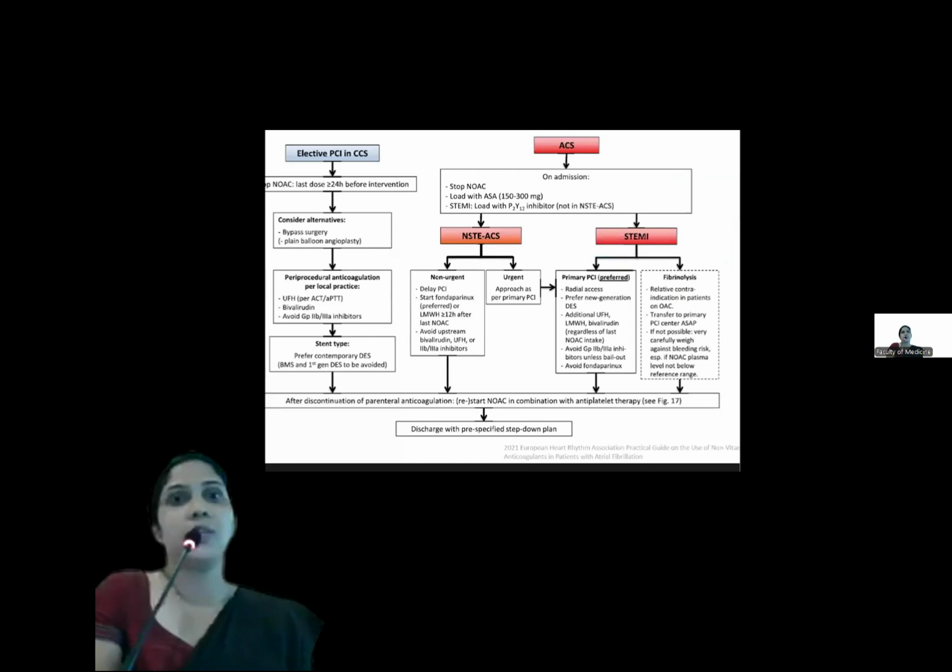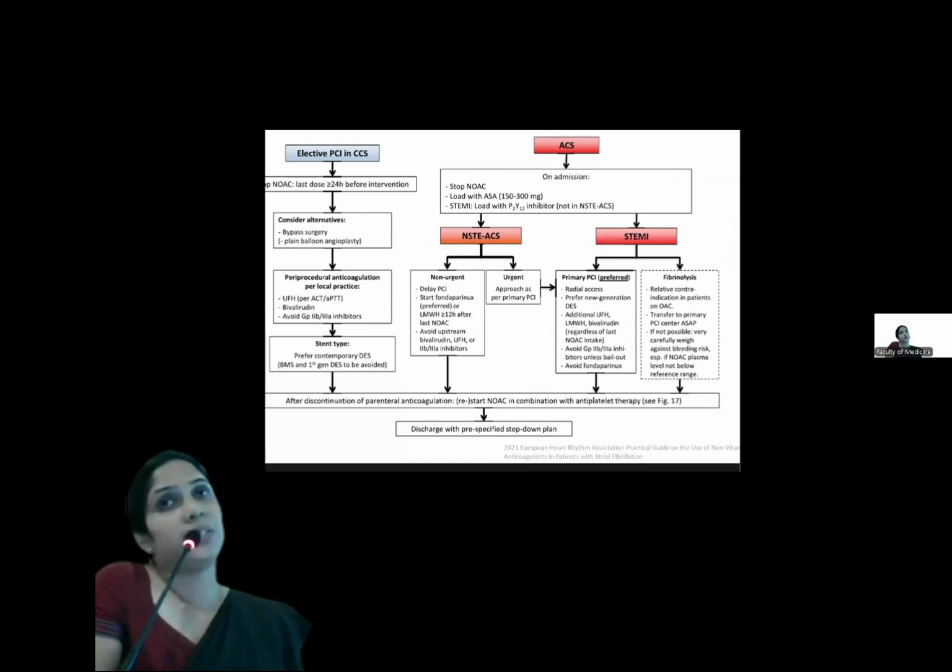So if a patient who is on a DOAC comes to you with acute coronary syndrome, how do you proceed? If a patient comes with ST elevation myocardial infarction, being on an anticoagulant is a relative contraindication for thrombolysis. So the preferable choice would be to go for a primary PCI. What you do is you stop the NOAC, you can load with both antiplatelets and start additional anticoagulant with enoxaparin, and you can go ahead with the PCI.